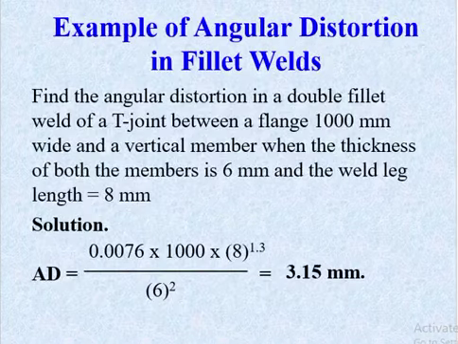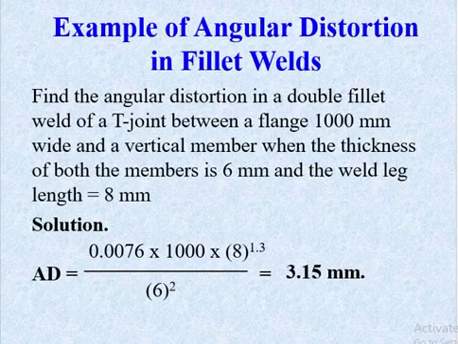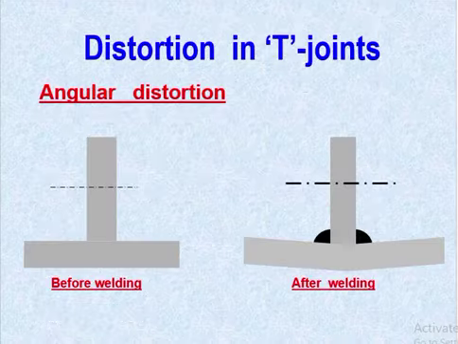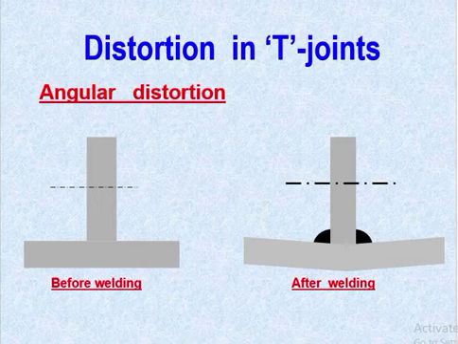So this is the example you can use to find the multiple angular distortion. This is transverse shrinkage, and the longitudinal one you can get from the formula. Now, distortion in T joint. How does the angular distortion come? It is like this before welding, and after welding, uniform heating is not there, so it comes out like this as angular distortion. This is called the T joint.